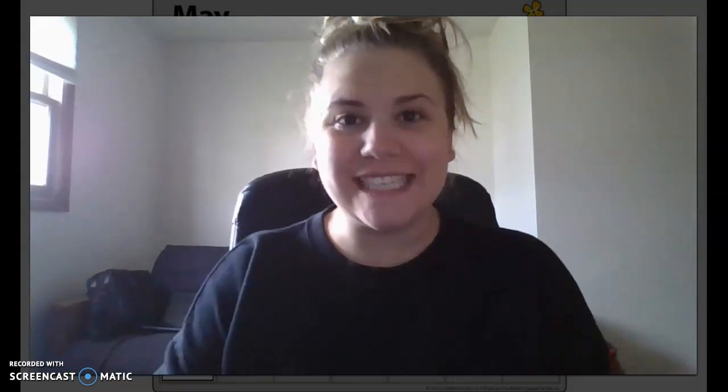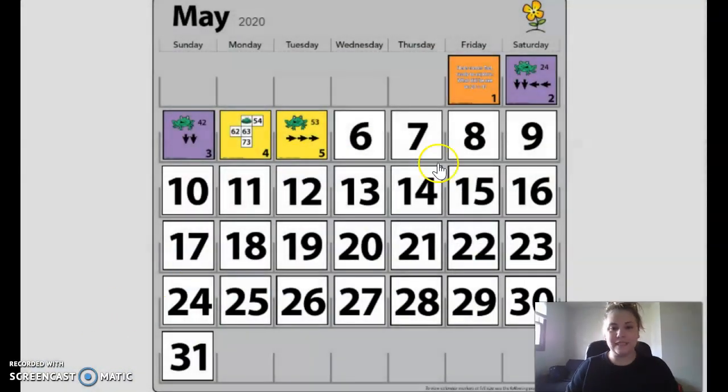It is Wednesday and we are here to do our Number Corner, so let's get started. Today is Wednesday, May 6th, 2020. Make sure you have your May Hidden Picture grid with you.